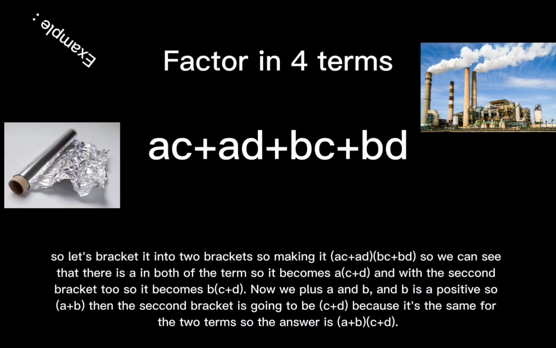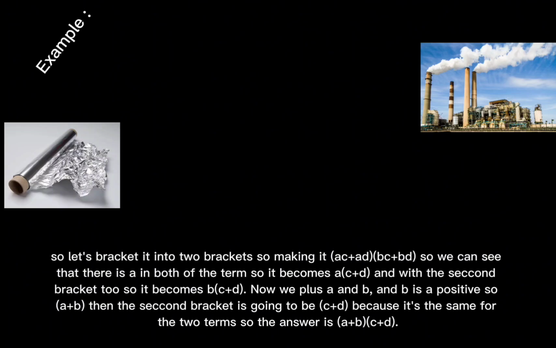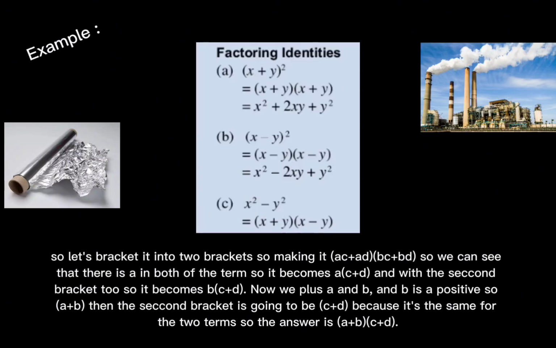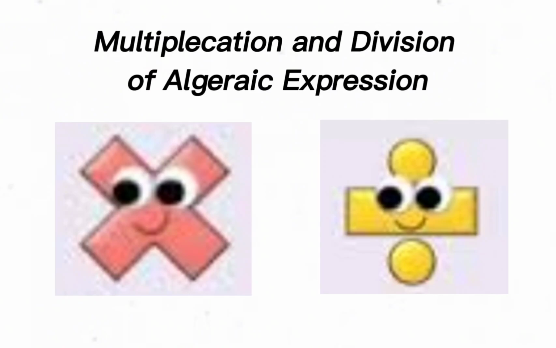Common factors using 4 terms: AC plus AD plus BC plus BD, so let's bracket it into 2 brackets, making it AC plus AD, BC plus BD. We can see that there is A in both terms, so it becomes A(C plus D), and with the second bracket too, so it becomes B(C plus D). Now A plus B is positive, so (A plus B), then the second bracket is going to be (C plus D), because it's the same for the 2 terms, so the answer is (A plus B)(C plus D).